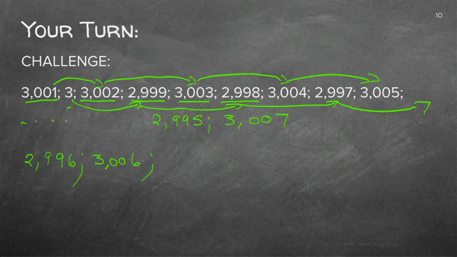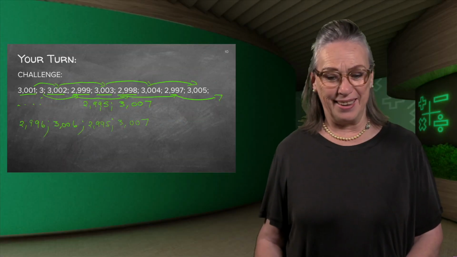Then we've got to, where we are, 2,995 and 3,007. Well done if you managed to work that one out.